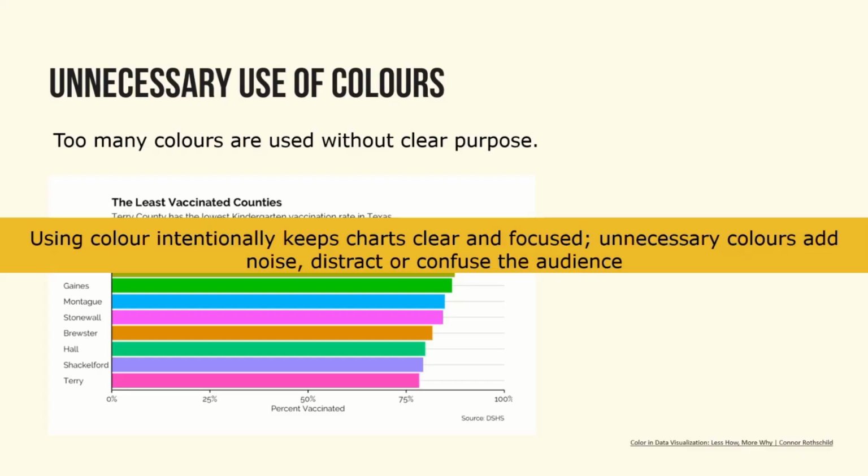We can also distract or confuse the audience. An intentional use of color in this example would be, for example, adding a neutral gray to all of the bars, and you could highlight, I don't know, the least vaccinated county. So your user would see straight away what you're trying to show with this chart.